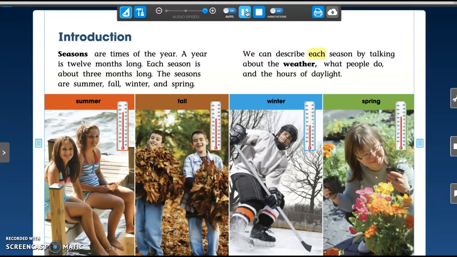We can describe each season by talking about the weather, what people do, and the hours of daylight. Summer, fall, winter, spring. What do you like to do in each season?